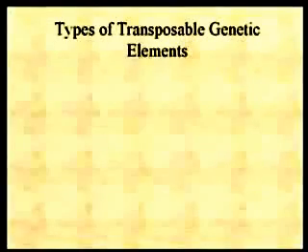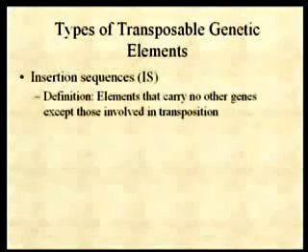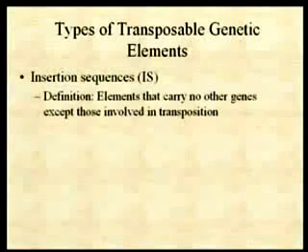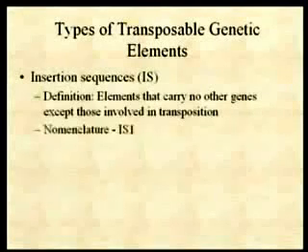Okay, so what are these elements? The first ones are referred to as insertion sequences, or IS sequences, and these are transposable genetic elements that carry no other genes except those that are required for transposition. So they have a transposase, but they have nothing else besides that.